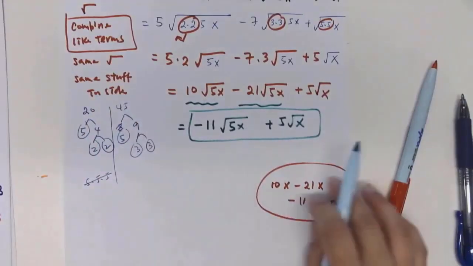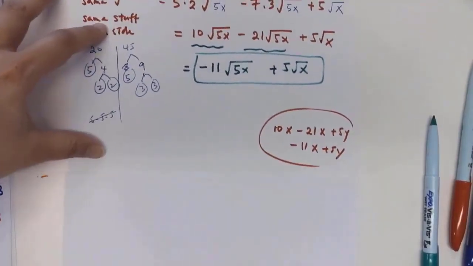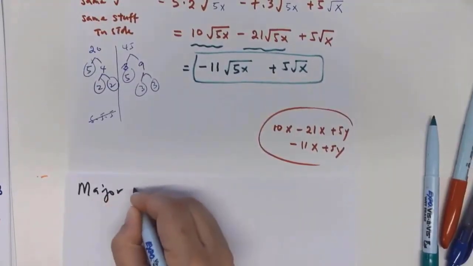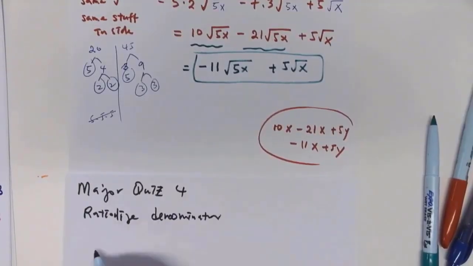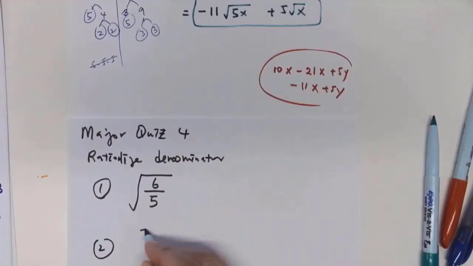Okay, now we're moving on to major quiz 4. Hopefully you still remember some of that, but completing the square still has some issues. Major quiz 4. Well, the first one is rationalize the denominator. 1: square root of 6 over 5. 2: 5 over cube root of 3.